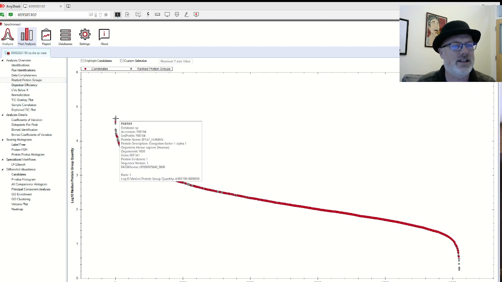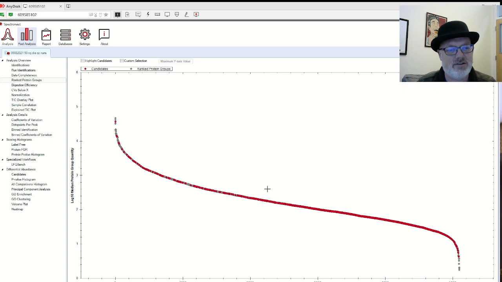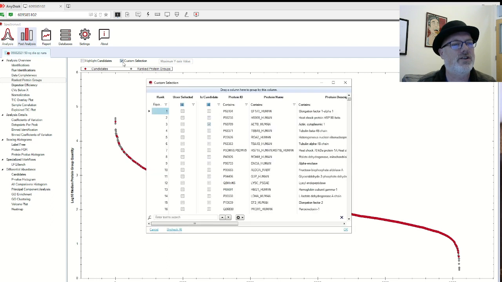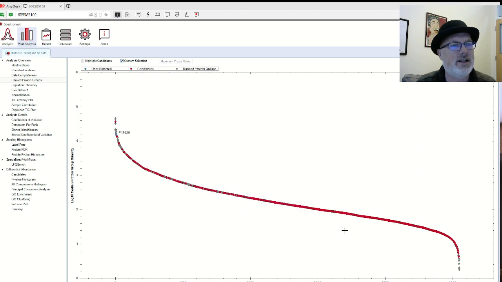But I love this graph. I think it's really interesting to look at where your proteins lie on this graph, especially if you have a viral protein. Like we did a COVID project, and so you can tell where the spike, membrane, and nucleocapsid proteins are. But you can also do custom selection. So if you go custom selection, you could search for a protein. Let's say we wanted to see where EF2 was. You could just search for your protein here. Here's EF2. You can say user selection and then hit OK. And then you could see it turn up in blue right here.